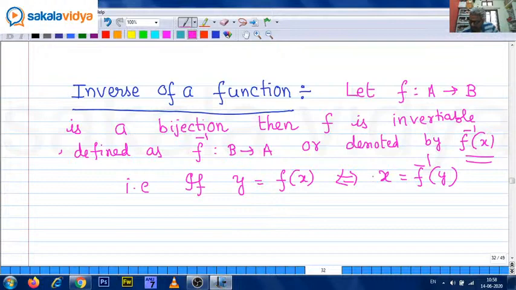Dishwank, Suma, Ajay Kanna, Prasanna, where are you? Are you there? You are not responding. What happened to you?